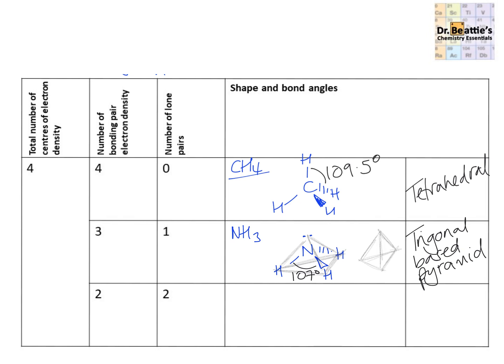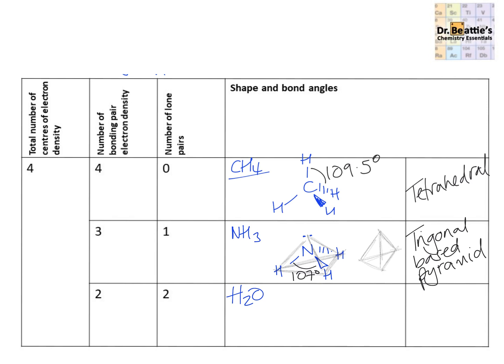Now, in the next example of 4 areas of electron density, we're going to have 2 of those being bonding areas and 2 of them being lone pair areas. An example of this is water, H2O. Now, in this example, it's worth noting that actually oxygen is the central atom here, so it doesn't quite follow our rule that seems to work for most other examples where the first element is the central atom.